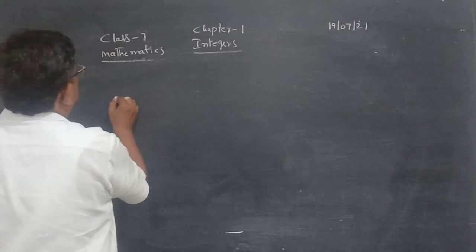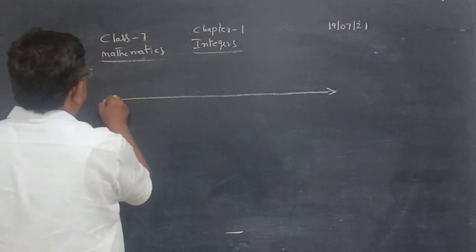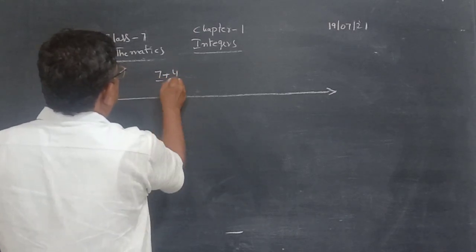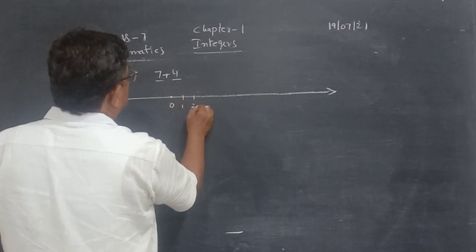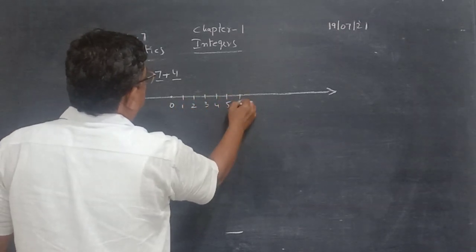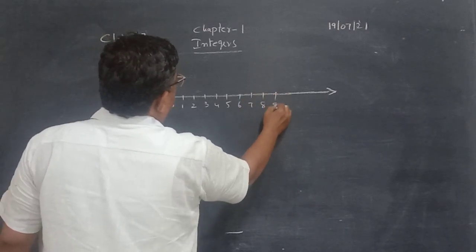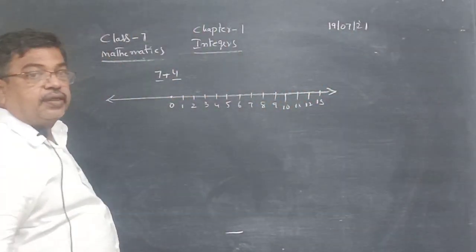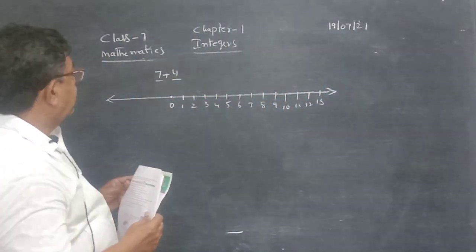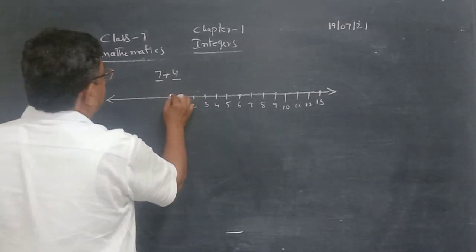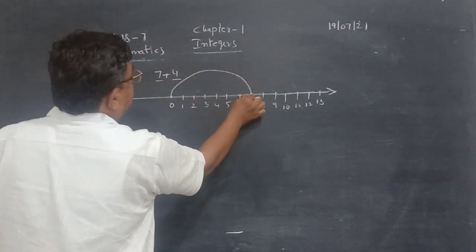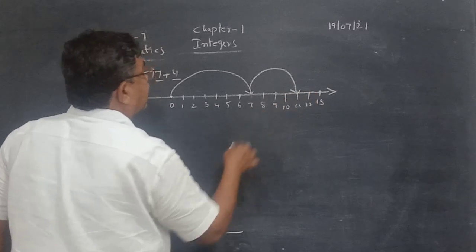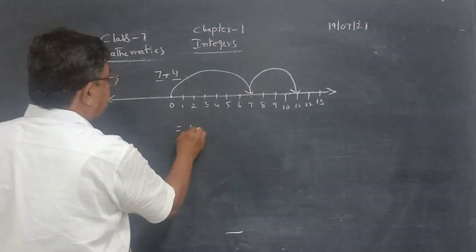Now I am representing some additions on the number line. What is this? 7 plus 4. You want to mark integers because both are positive. 0, 1, 2, 3, 4, 5, 6, 7, 8, 9, 10, 11, 12, 13. You can go on marking the integers. Here we need 7 and 4. So from 0 you move up to 7. From there you move up another 4 integers. Now the addition stops at 11. So 7 plus 4 is equal to 11.